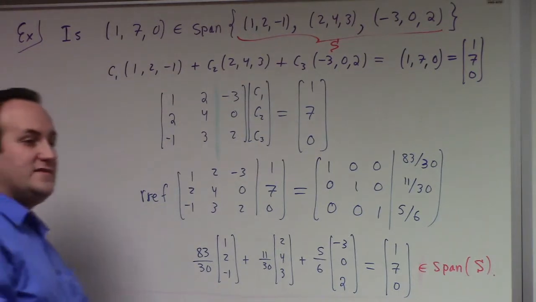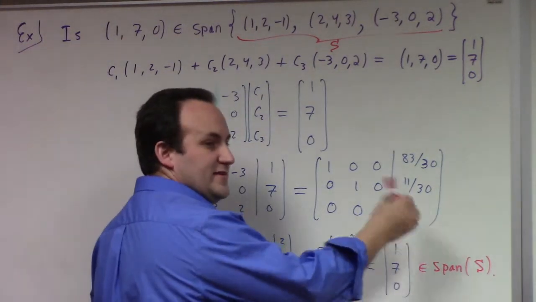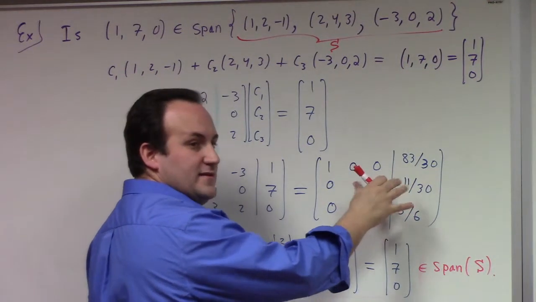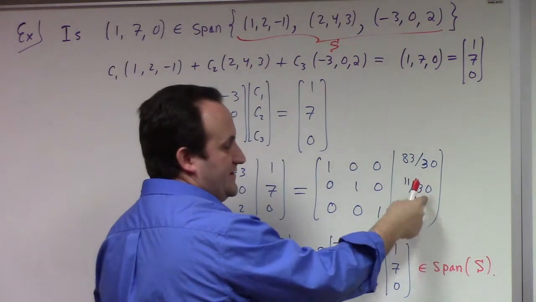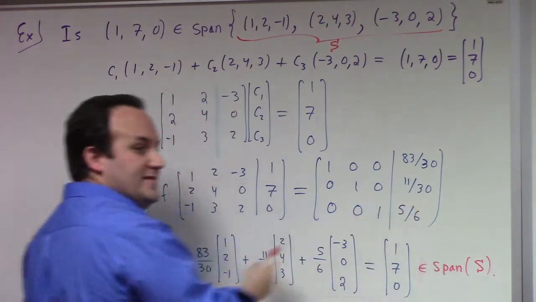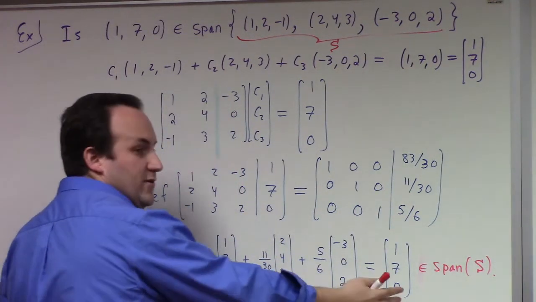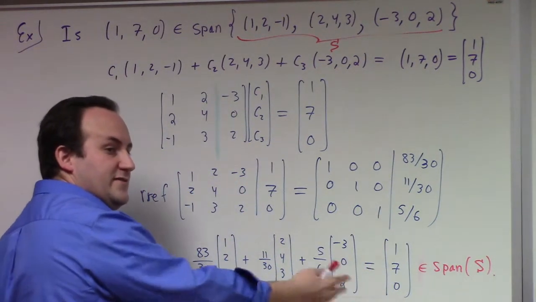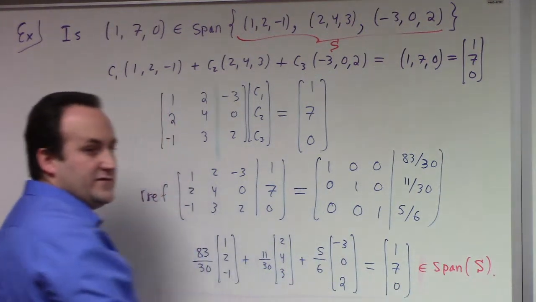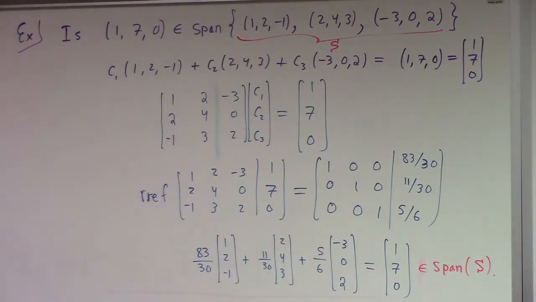The fact that it's in the span is answered by this. At this point, I can already see, yeah, it's in the span. I can choose C1 equal to that, C2 equal to that, C3 equal to that. Here I'm explicitly showing you the linear combination of vectors which produces the vector in question, whether or not it's in the span.